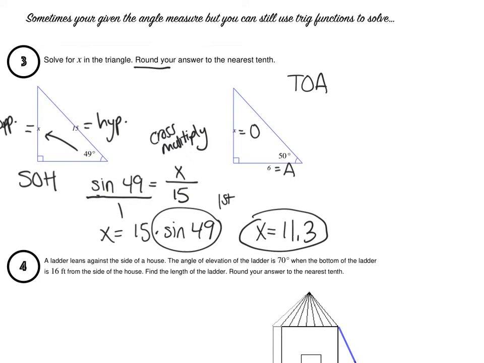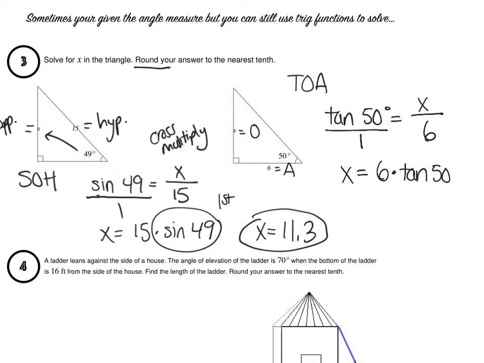If we set up our equation, we have tan of 50 degrees, because that's the angle in the corner, is equal to opposite, which is x, over adjacent, which is 6. Again, same thing. Let's put tan over 1 and cross multiply. So we get x equals 6 times the tan of 50 degrees. When you're putting this in your calculator on your phone, you hit 50 first and then tan, and times it by 6.